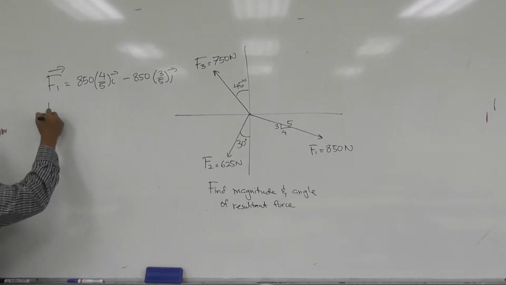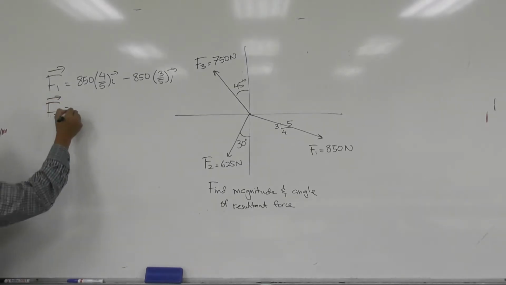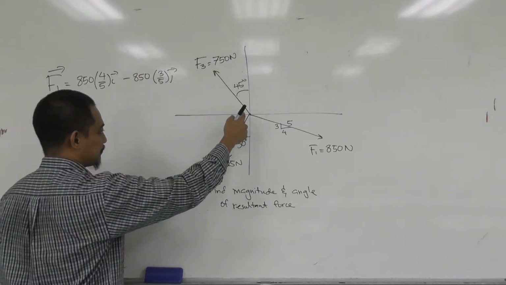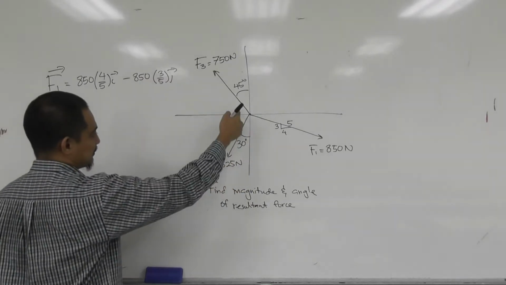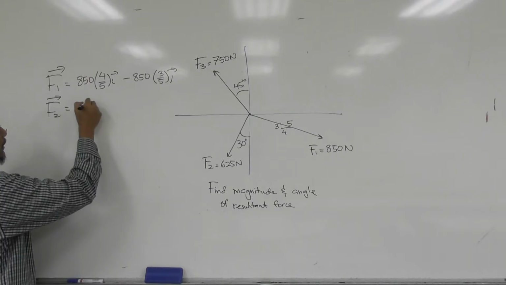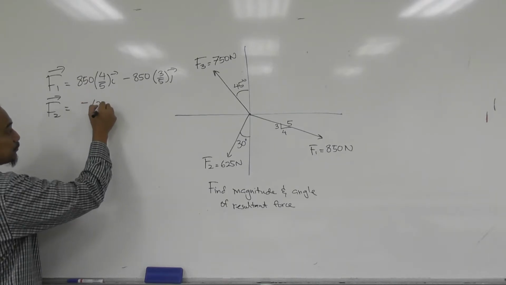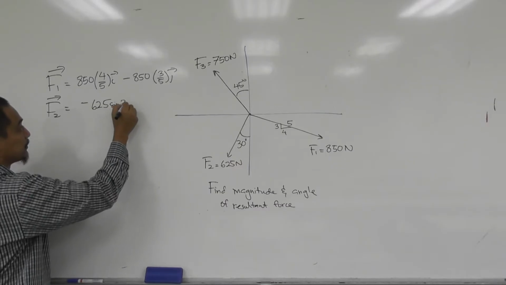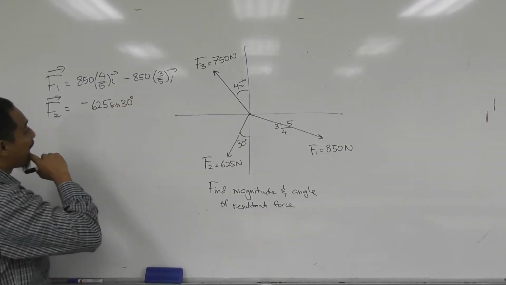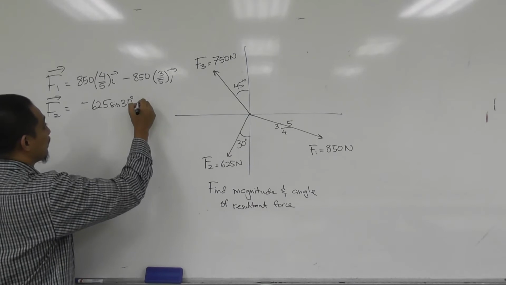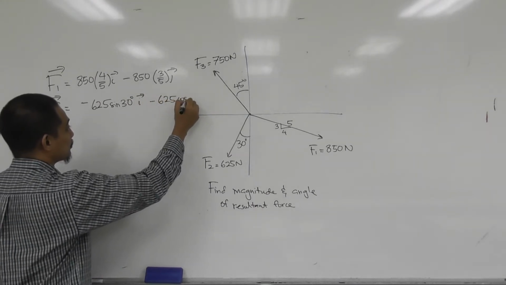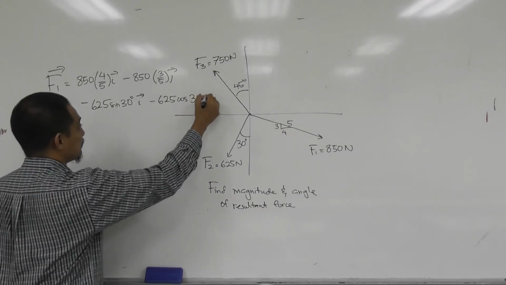What about this one? F2, you get 625. Okay, x is negative, y is negative. So here negative 625 sine 30 i and negative 625 cos 30 j.